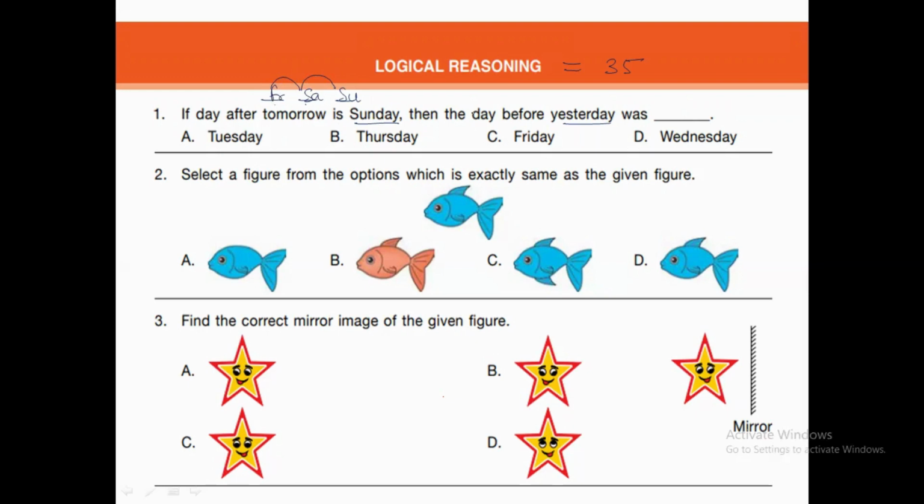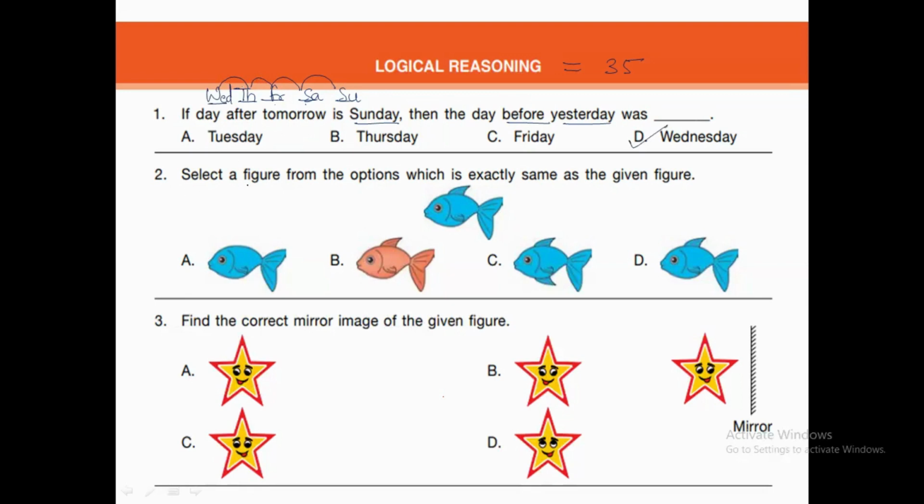Now the question is saying, then the day before yesterday was. First we need to find what day yesterday was. The day before Friday is Thursday, so yesterday was Thursday. The question is asking for the day before yesterday, so we need to find the day before Thursday. Before Thursday, it is Wednesday. So our correct answer will be Wednesday. Understood? Okay, let's move on.